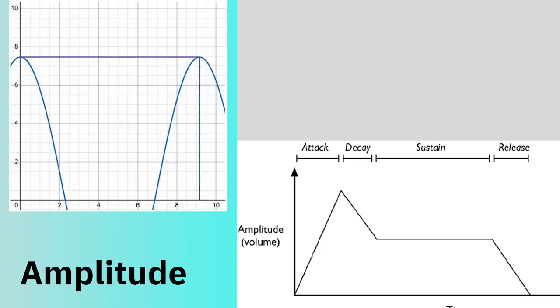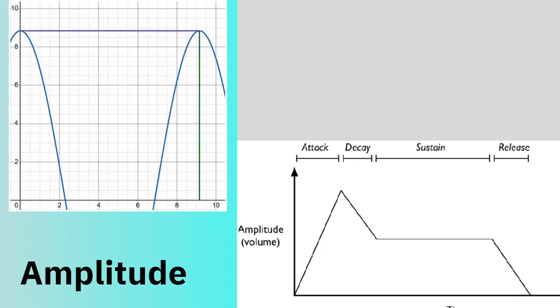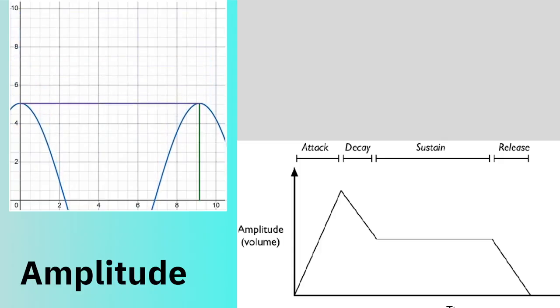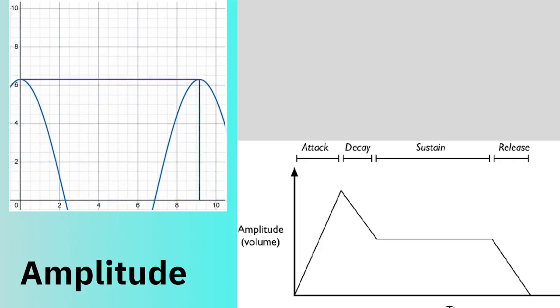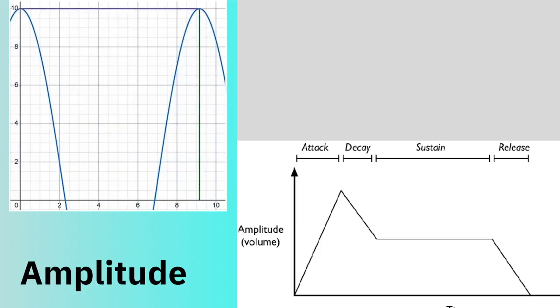The volume of a note usually has four phases: attack, start of the sound, and rapid increase in volume. Decay, volume slightly goes down. Sustain, volume remains stable, and release, volume drops to zero.